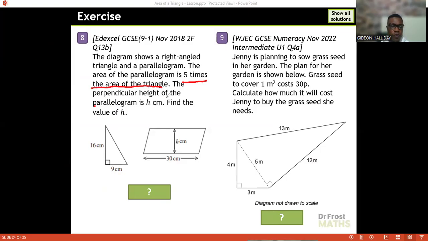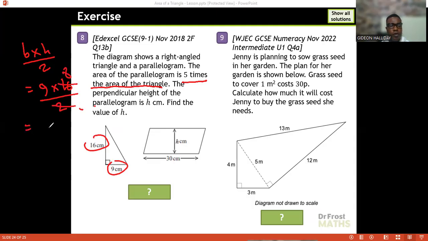First, what do we know? We know the area of the triangle by solving this. Area is base times height over 2, and the base is, let's say, 9 times 16 over 2. The 2 cancels with 16, giving 8. So the area of the triangle is 72 centimeters squared.